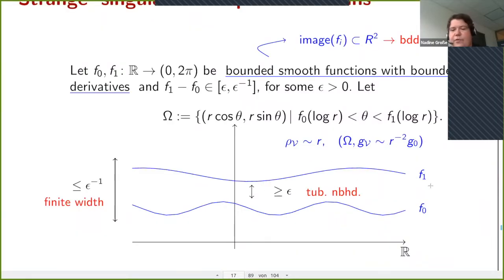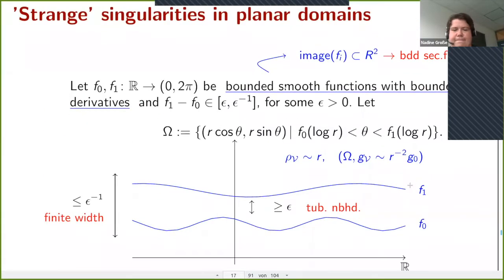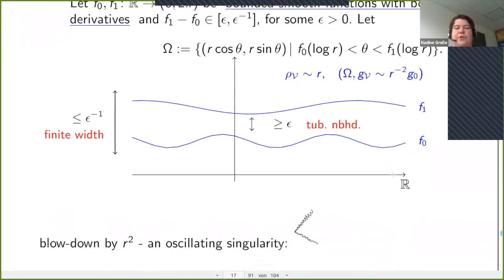The domain between these blue curves is again in the picture. Everything is nice, and if you blow this down now by r squared, you get something like an oscillating singularity. Yeah, so you can play strange games here.